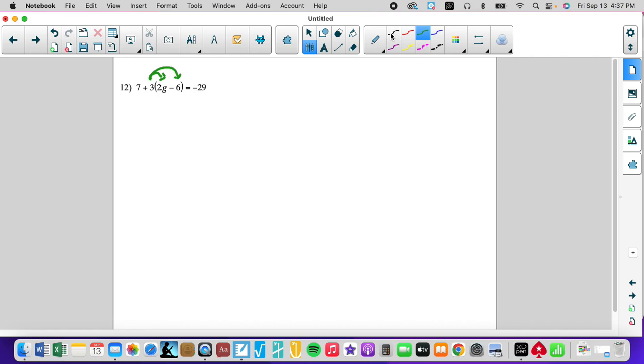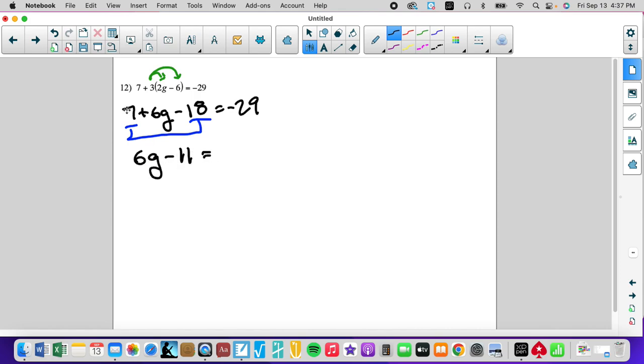So we can distribute the 3. So this becomes 7 plus 6g minus 18 equals negative 29. I just distributed 3 times 2g is 6g, 3 times negative 6 is negative 18. I'm going to combine like terms first before I start moving anything. 7 and negative 18 leaves me with negative 11. I have a positive 7 and a negative 18. That's not 18, that's negative 18. I look to the left to see if anything is positive or negative.